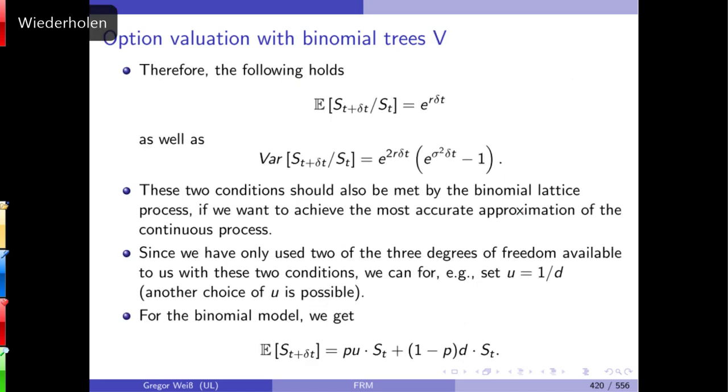Okay. Now, therefore, we have the following. The expected value of the relative change in price is given by the exponential function of r times delta t. And the variance of this relative price change is given by the second expression. These two conditions should be met on the binomial lattice process. So for this process to approximate geometric Brownian motion as best as possible, we need to have this in place. And then we can choose a third condition. For this, we set u equal to 1 over d. We could have also used a different choice. One could have also said p is equal to 0.5, 50% up, 50% down. Then we would get a different model. But here we said u equal to 1 over d.